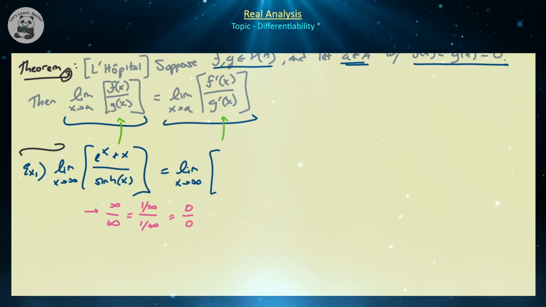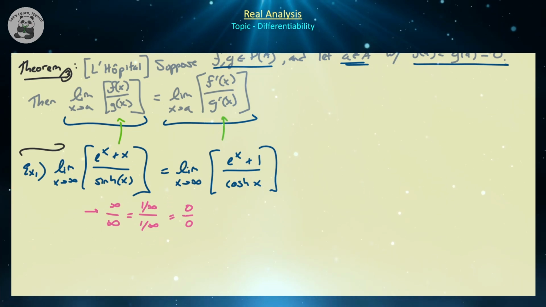So the derivative of the top, that's just going to be a basic sum rule for derivatives. So derivative of e to the x, that's going to be e to the x, and derivative of x is just going to be equal to 1. And the derivative of hyperbolic sine, as we already know, is just going to be the hyperbolic cosine function. And then we have this. But as you already know, e to the x plus 1 and also hyperbolic cosine of x are also going to go to infinity.